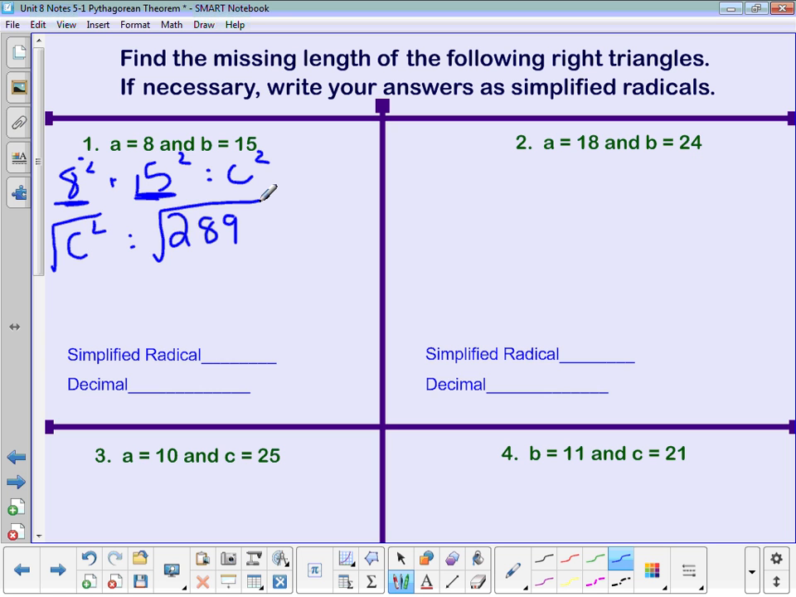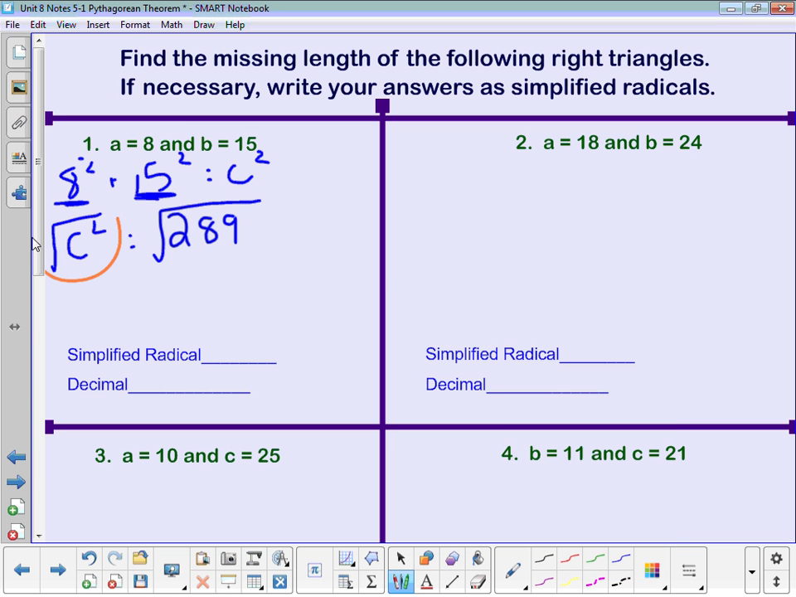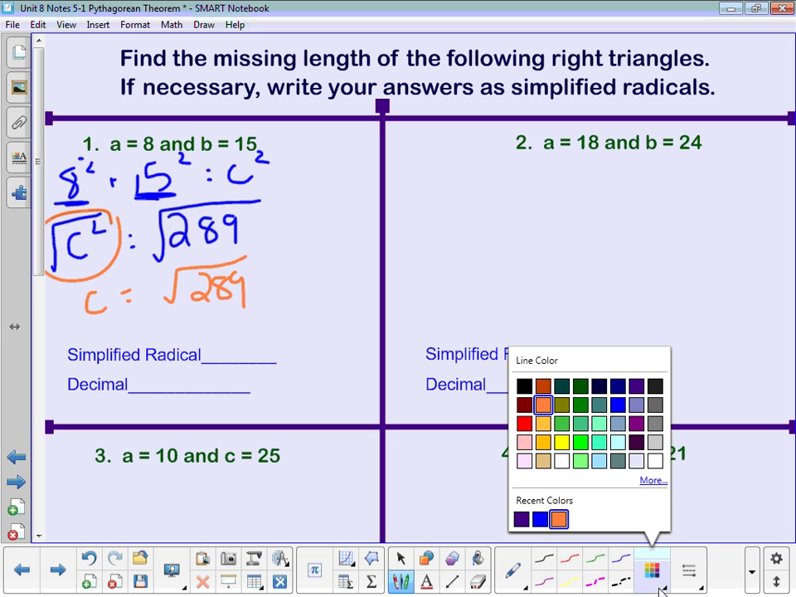And that's something that's really, really important to remember. Remember that in order to undo a square, you have to take the square root. Okay, so to undo a square, you take the square root. So by taking the square root of c squared right here, that just gives us c. And then we have the square root of 289. Well, the last thing I need to do is get the simplified radical for 289.